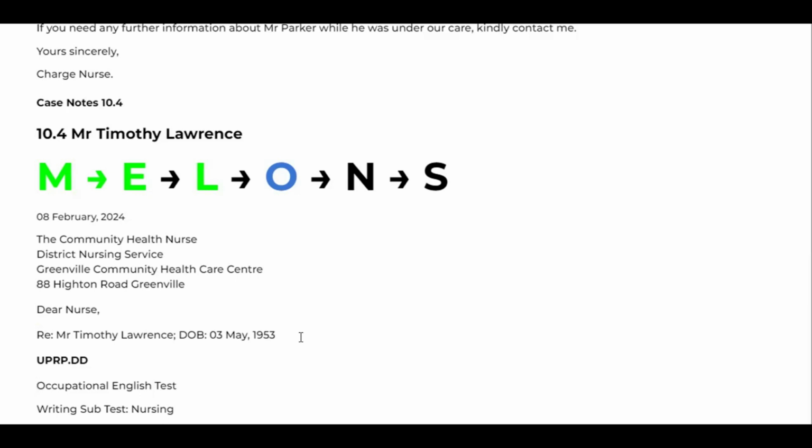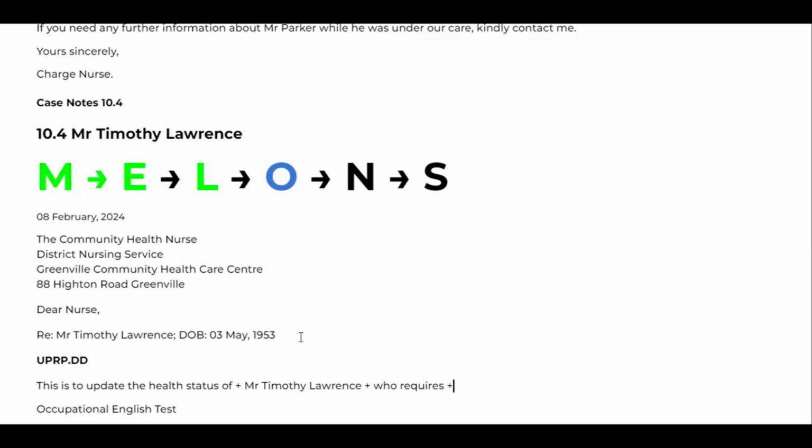So you will understand this right now. What you have to do is, this is to update. That is U. U stands for update. What? The health status of, then we have to write the patient's name. P stands for patient. What's his name? Mr. Timothy Lawrence. Then UPR, who requires.